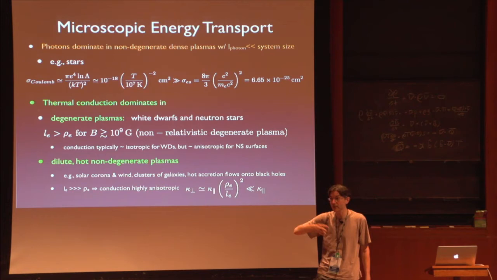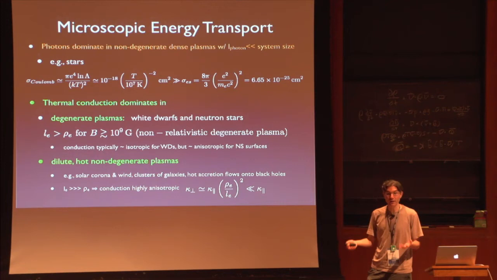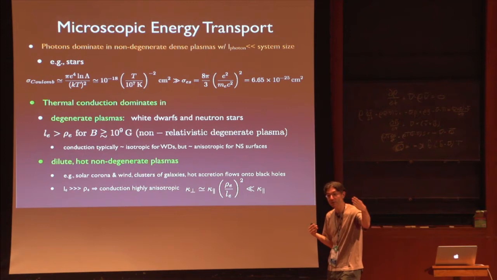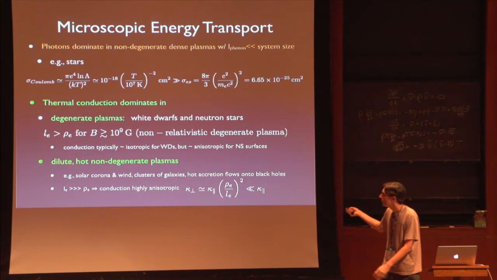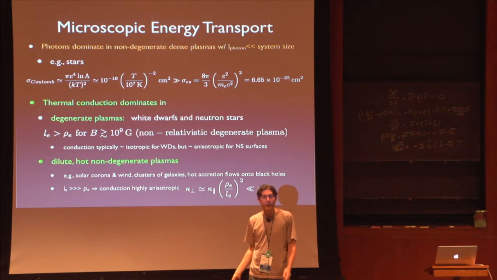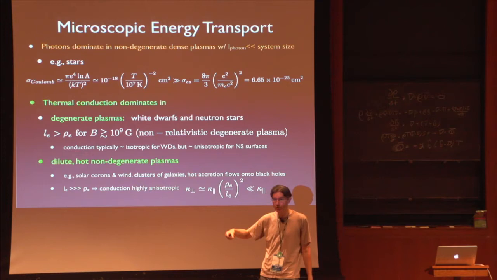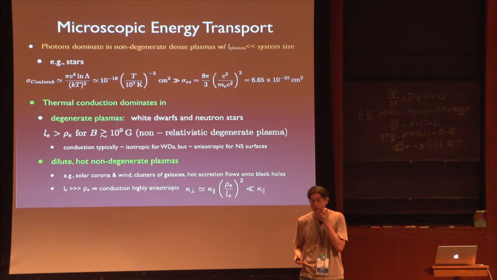So in the solar corona, in galaxy clusters, et cetera, the electron mean free path is much larger than the electron Larmor radius, so conduction is very anisotropic. Energy transport is very effective along magnetic field lines. It's not effective across magnetic field lines. In degenerate conditions, this condition turns out to be harder to satisfy. And the reason for that is the systems are very dense, so the electron mean free path is actually quite small. So getting the electron mean free path larger than the electron Larmor radius in a white dwarf or a neutron star requires magnetic field strengths greater than about a billion Gauss. That's large for a white dwarf, but not large for a neutron star.